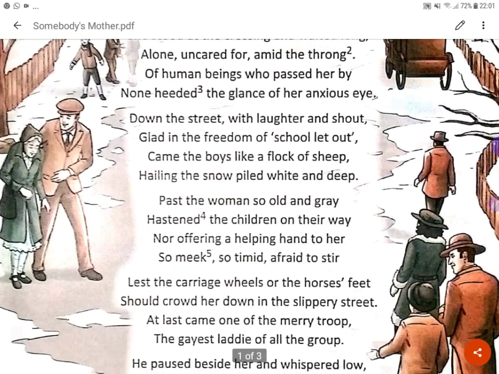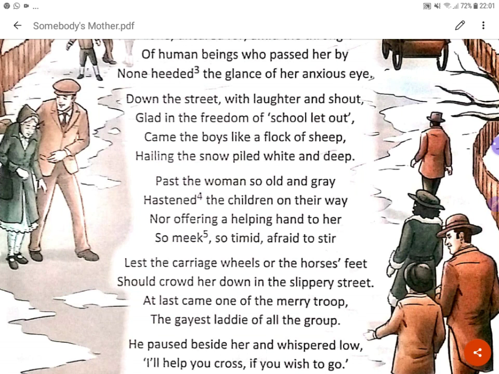Now next stanza. Down the street with laughter and shout, glad in the freedom of school let out, came the boys like a flock of sheep, hailing the snow piled bright and deep. Let me write down flock of sheep. झुंड होता है. किसका? Sheep का झुंड होता है, right. And the boys who came out from the school are being compared here to a flock of sheep. Now, down the street with laughter and shout, right.